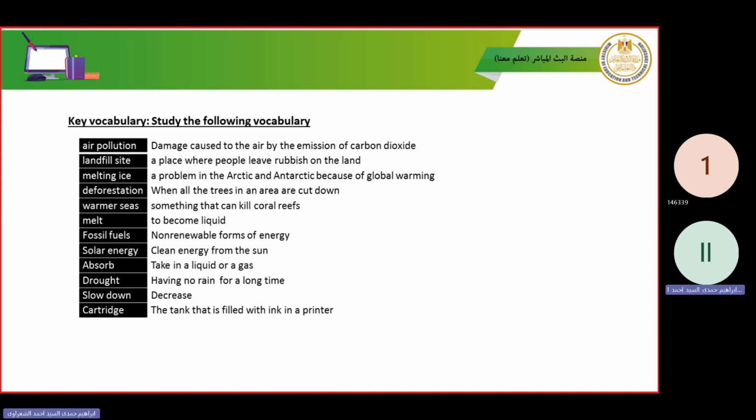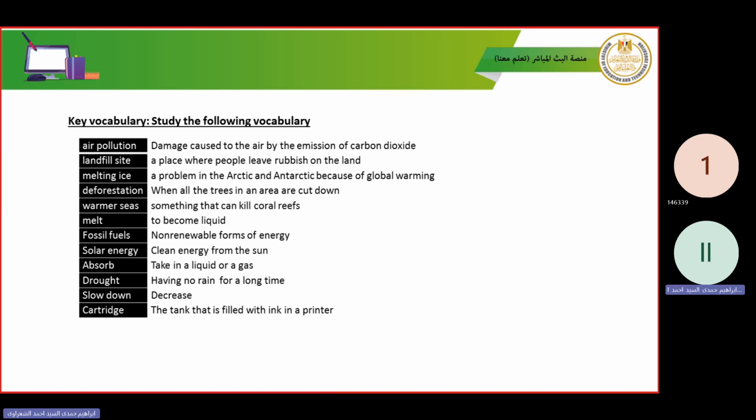Number 2, landfill site. I think this is a very new word for you. Landfill site. Landfill site is a place where people put or leave the rubbish on the land. Okay, this is the landfill site. The landfill site is the place where people dump their rubbish, put their rubbish.